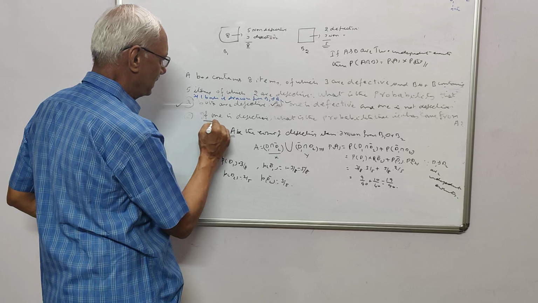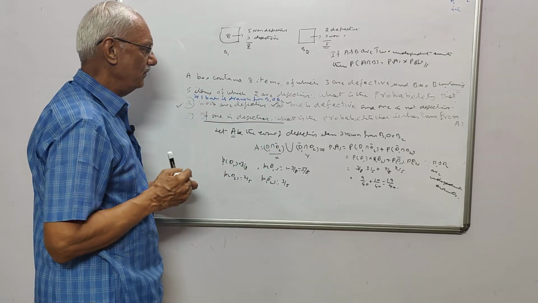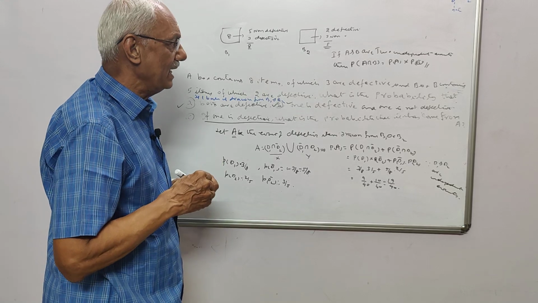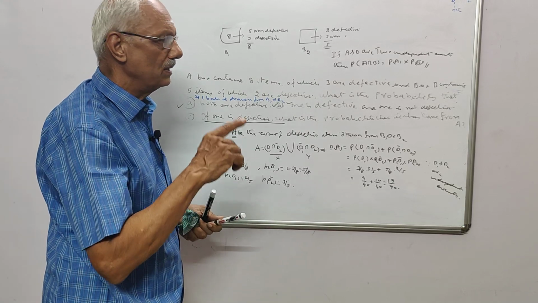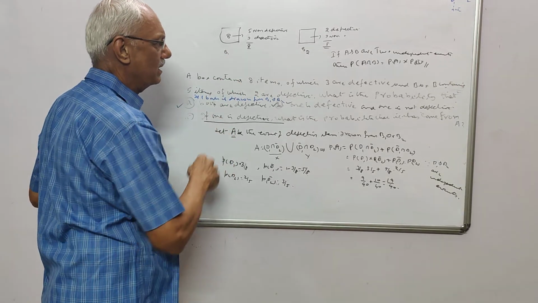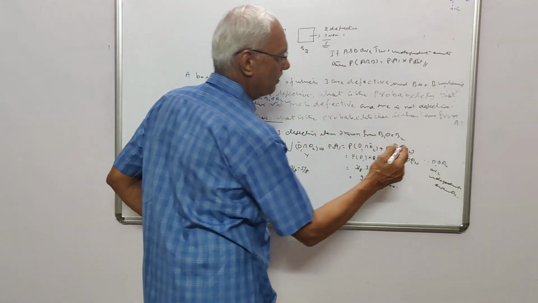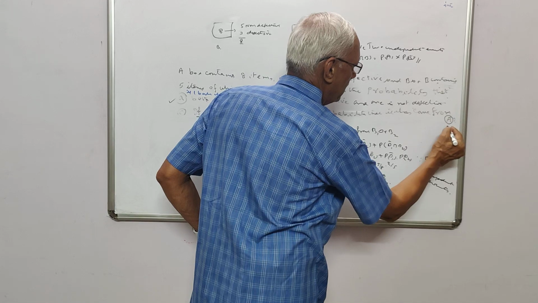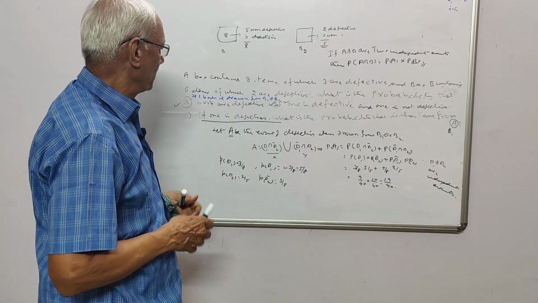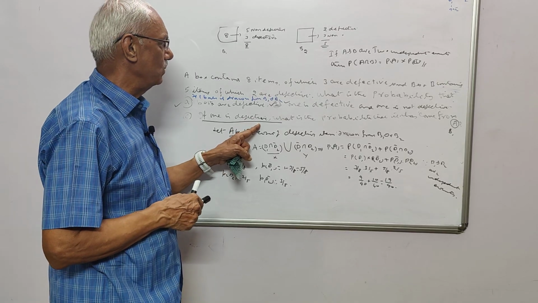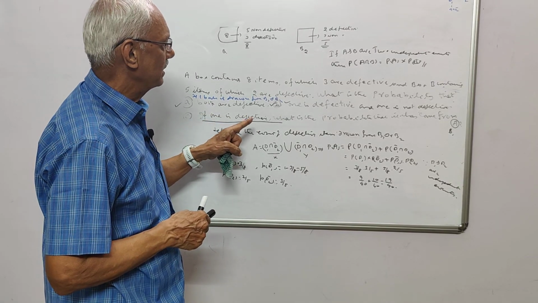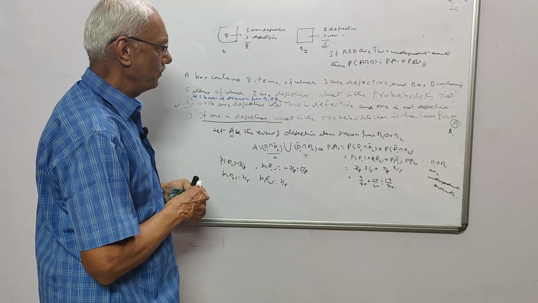Now let me come to this third one. If one is defective, what is the probability that it has come from the box A? I will call it B1. See, I will ask the question: if one is defective, what is the probability that it has come? That means what?